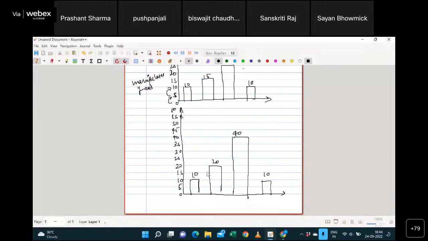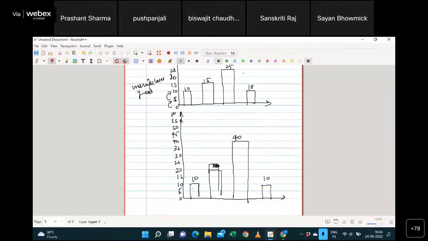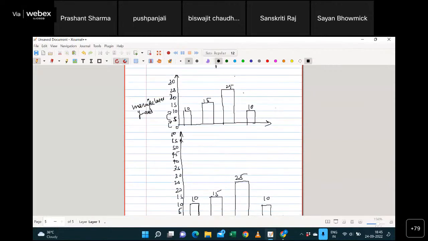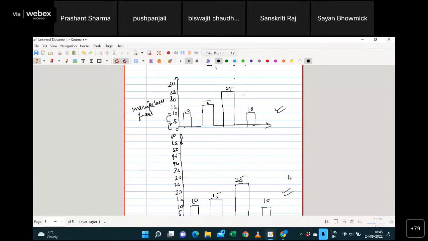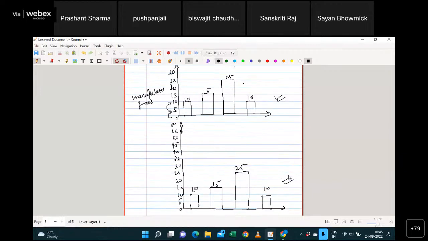So compare with this. This should be up to 15, and the next one should be up to 25. So by comparing this graph and this graph, can you tell me what the difference is? What have I done, which you can give a name to?